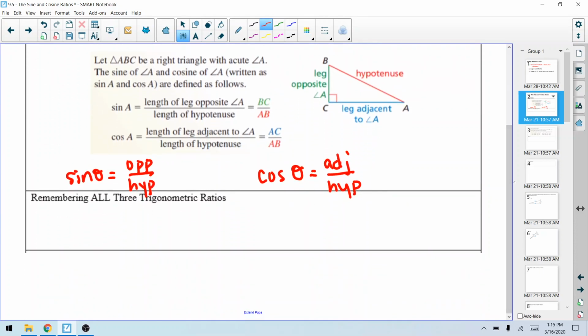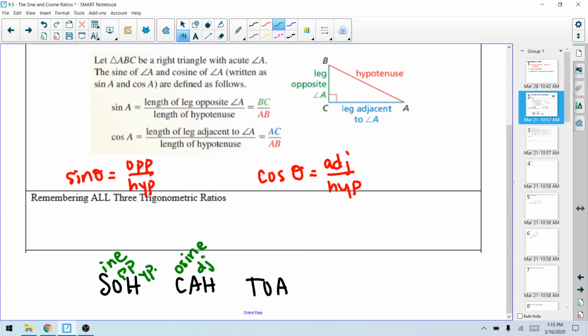So how do we remember all three trigonometric ratios? We have this little acronym, SOH CAH TOA, and what this stands for is the sine is the opposite side over the hypotenuse. The cosine is the adjacent side over the hypotenuse, and the tangent is the opposite side over the adjacent side. And I write that on any paper. I write it on notes, I write it on tests, just write it anywhere. It's kind of your little cheat sheet.